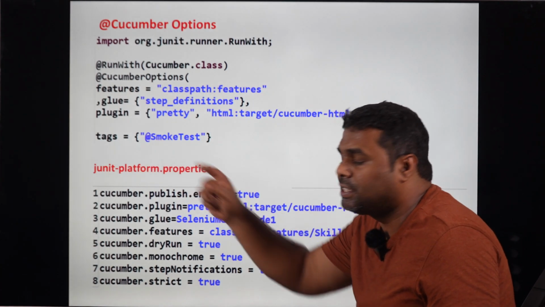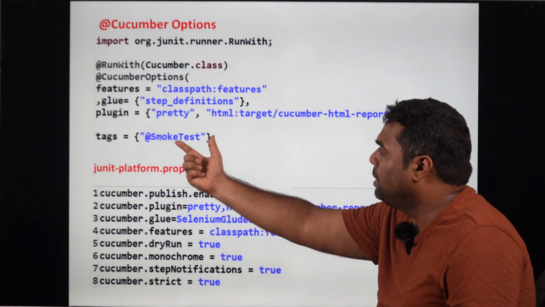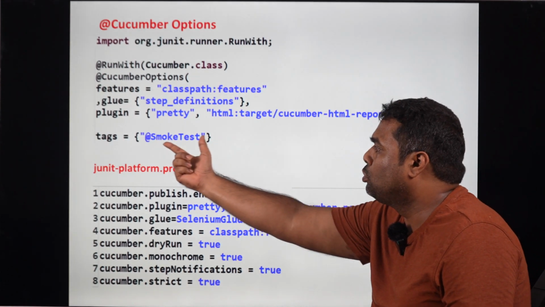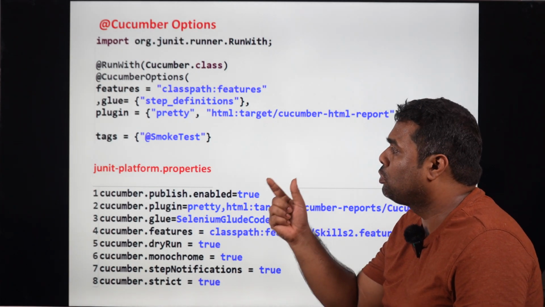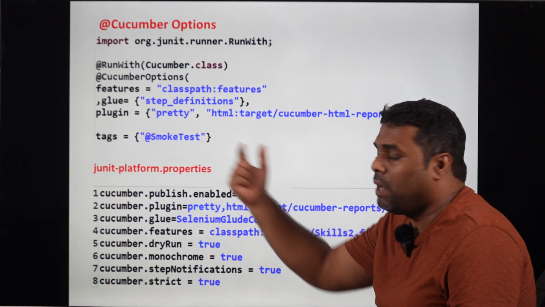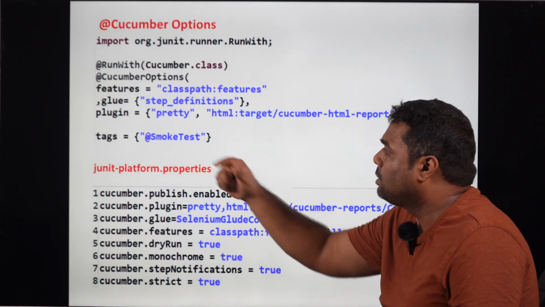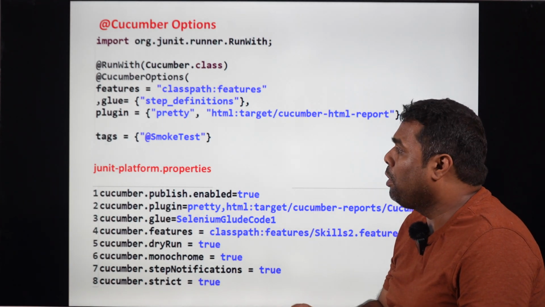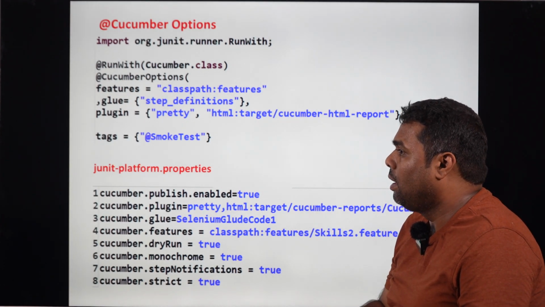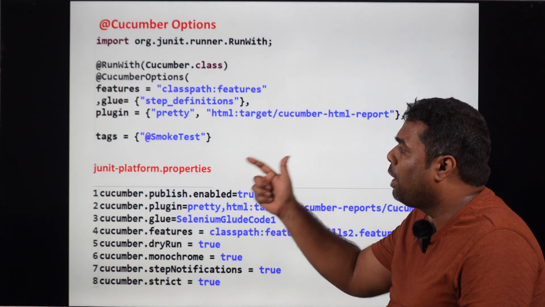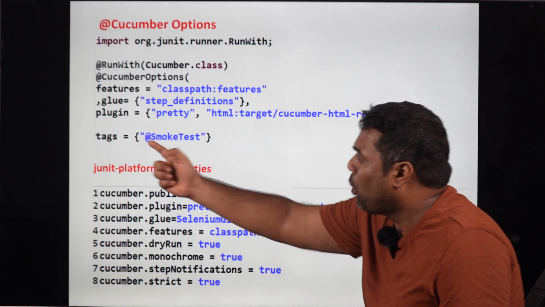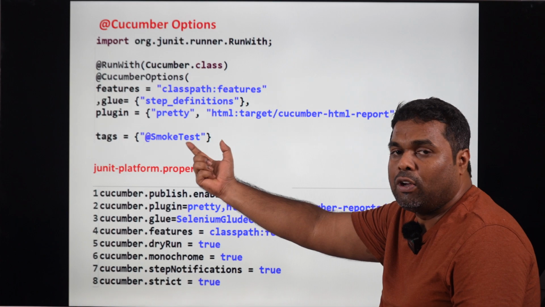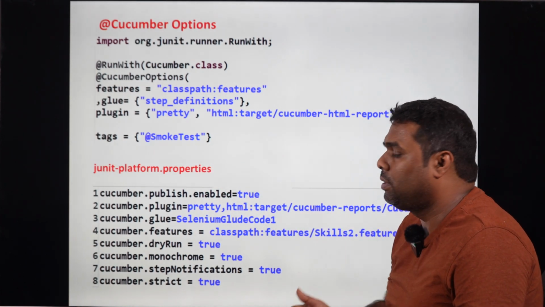And coming back to the tags section, tags means for every scenario we can define which group the scenario belongs to. You can define that the scenario belongs to the @smoke test group, the @regression test group, or the @sanity test group. So you can define that a scenario belongs to a particular group of test cases. And if you want to execute a particular group of scenarios, you have to specify tags equal to @smoke test. So you can execute that specific combination of scenarios, a particular group of scenarios.